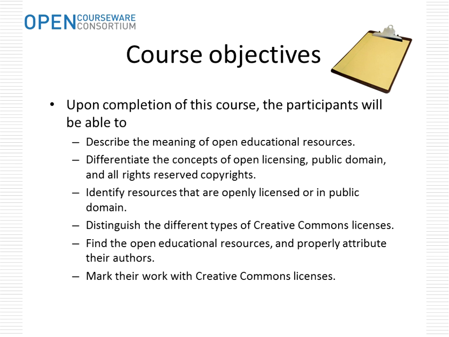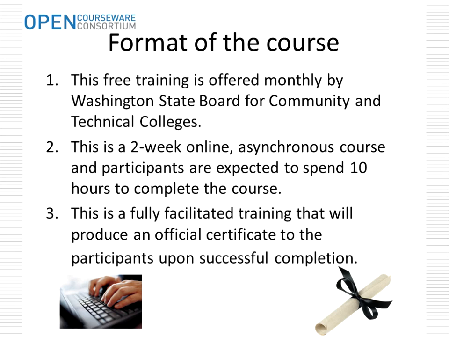Upon completion of the training, we expect that participants will first know what OER is, and they should know the difference between open licensing, public domain, and all rights reserved copyright. They should be able to distinguish the different types of CC licenses, know where to go to find specific OER, and properly attribute their authors. Finally, they should be able to mark their own work with a Creative Commons license. These are very important course objectives, but we have learned that faculty can learn all of these within just 2 weeks of training.